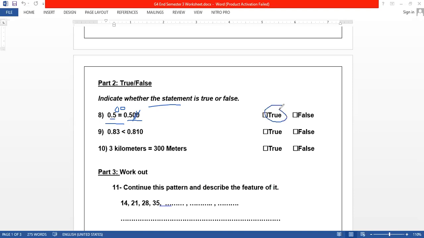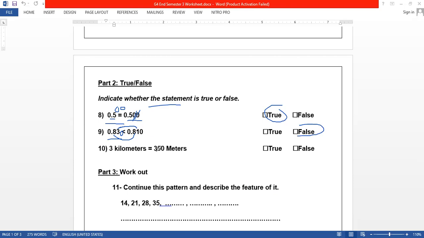So it's true. Now I'm comparing 0.83 is less than 0.810. Now let's compare. The tenths, 8 and 8, then the hundredths. Here 3, here 1. If you want to make it easier, you can add 0 here. Then they have the same decimal places. So 8 with 8, 3 with 1, and 0 with 0. I stop here. 3 is greater than 1. So 0.83 is greater than 0.810, so it's false.